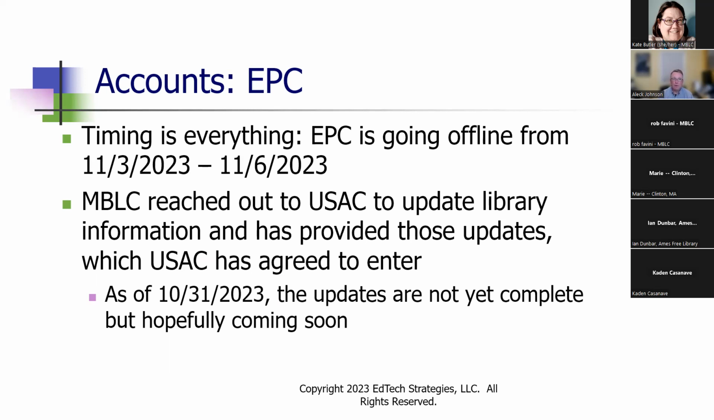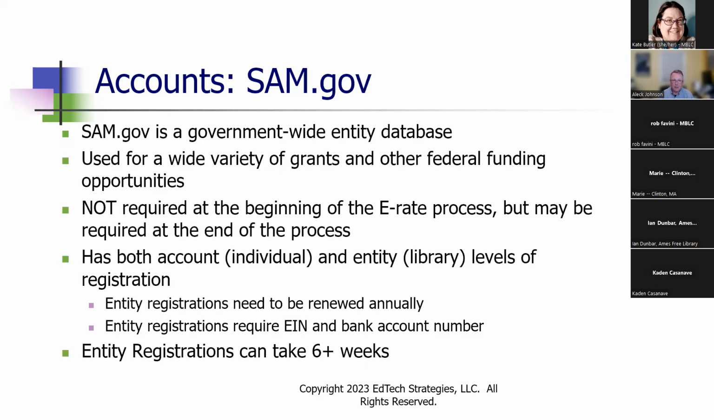All right, so far we've covered two accounts, the FCC registration number and EPC. And technically, those are the only things you need to get started in the E-rate process. However, I want to talk about another account that you may also need from SAM.gov. SAM.gov is a government-wide entity database used by the feds for a wide variety of grant opportunities and other federal funding mechanisms.